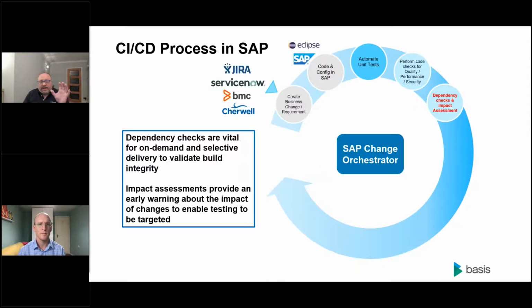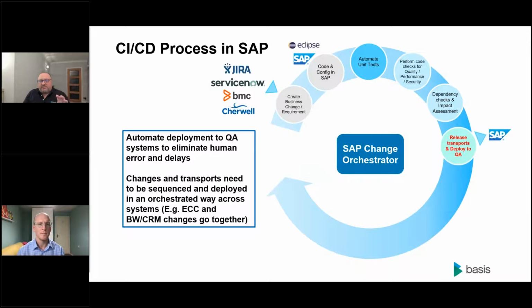So of course, once we have got our development package here, we've quality checked it, we understand the dependencies, we understand the impacts, then it's time to release that change into the QA environment. And once again, once all of these previous steps have been completed, the SAP Change Orchestrator should be able to automatically deploy all of the relevant transports. Now, the deployment of a change into QA is not simply a matter of emailing the basis team and saying, can you please import these transports into this QA system?